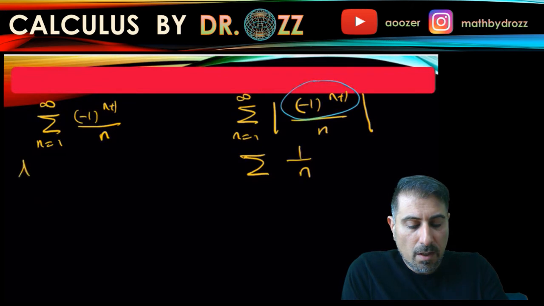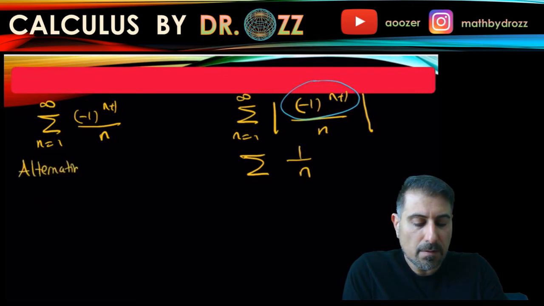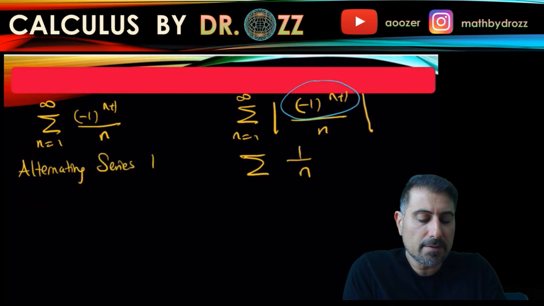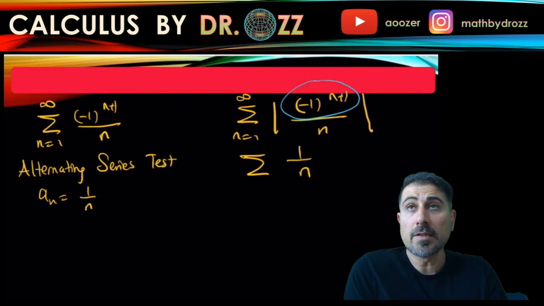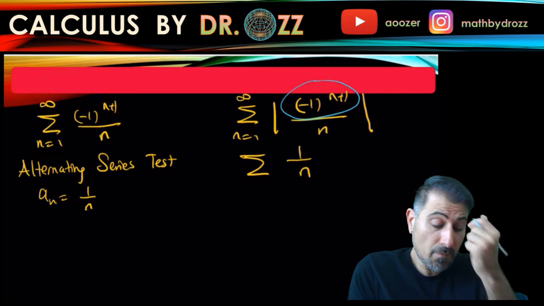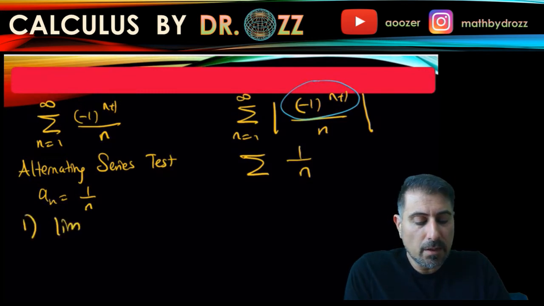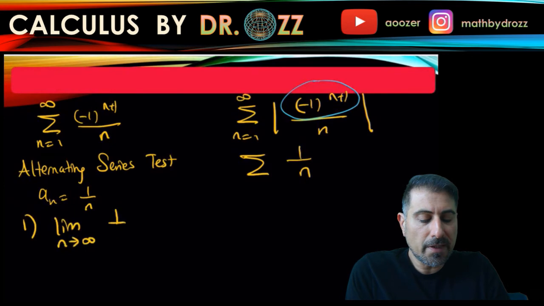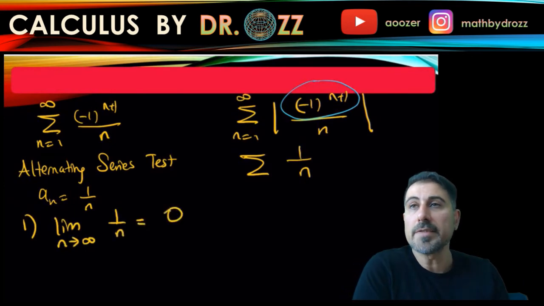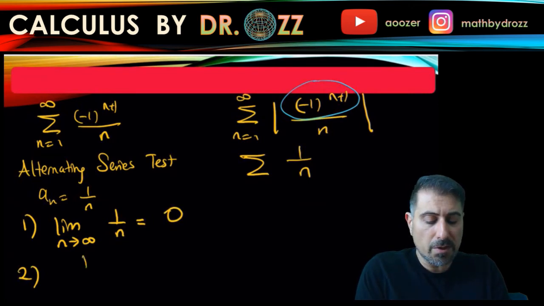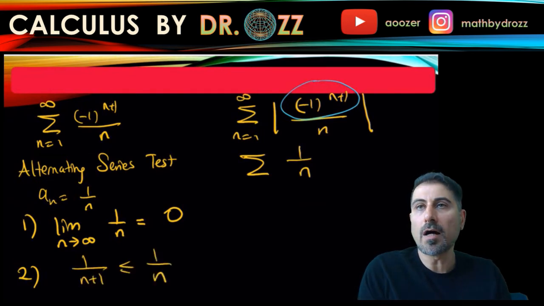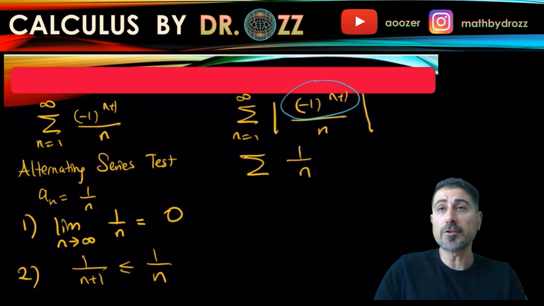For this one, the alternating series test is applicable for a_n equals 1 over n, which is the non-alternating part of the general term, right? So number 1, in the alternating series test, the limit of a_n should be 0. Well, it's obvious, right? And a_(n+1) should be less than or equal to a_n. Here we go. 1 over n plus 1 is always less than or equal to a_n, which is also obvious, right? You're dividing by a bigger denominator here.